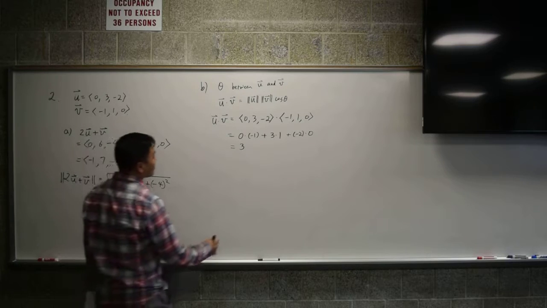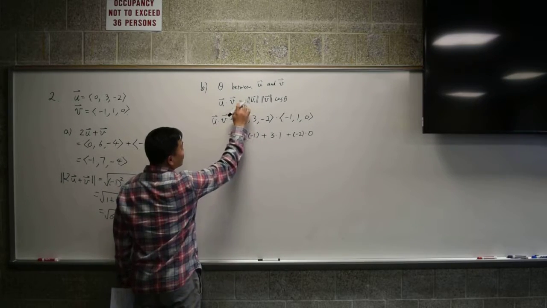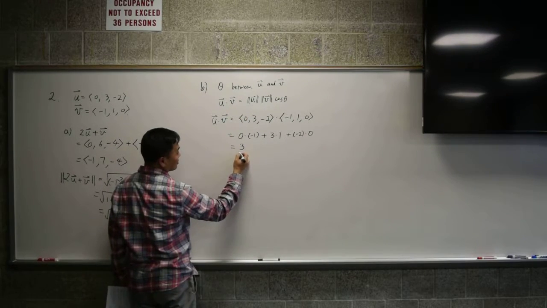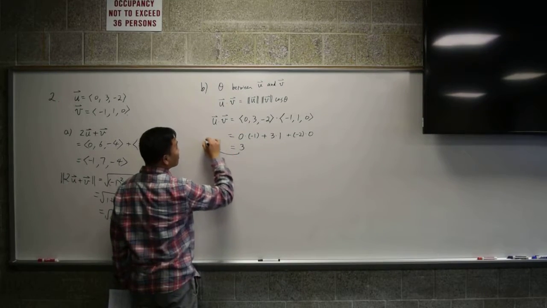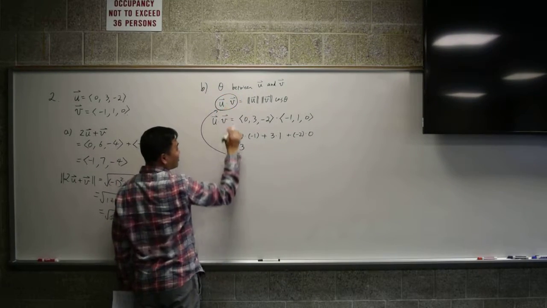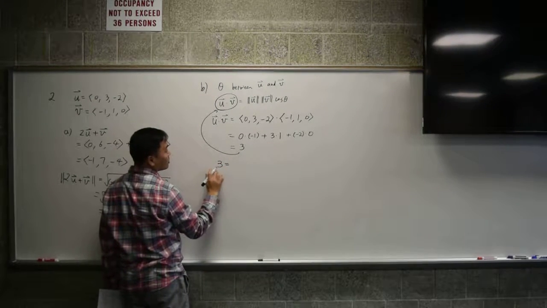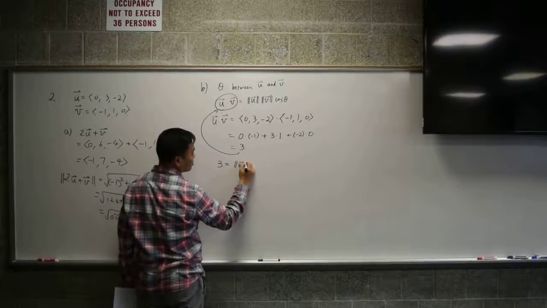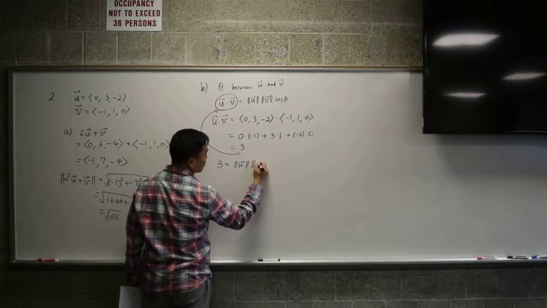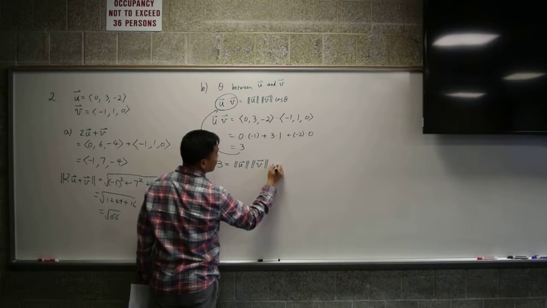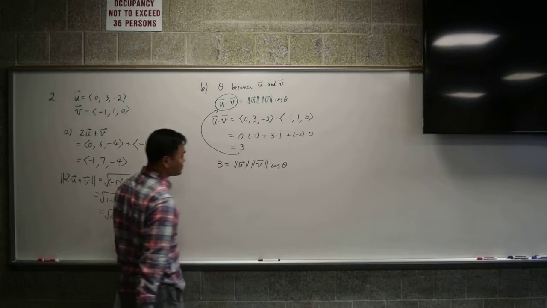Now, then try to see what this formula is telling us. See, you have a 3 here. If I plug that back in here, u dot v is 3, that we know. Then we have the following identity, that 3 is equal to the norm of u times norm of v times cosine of theta.